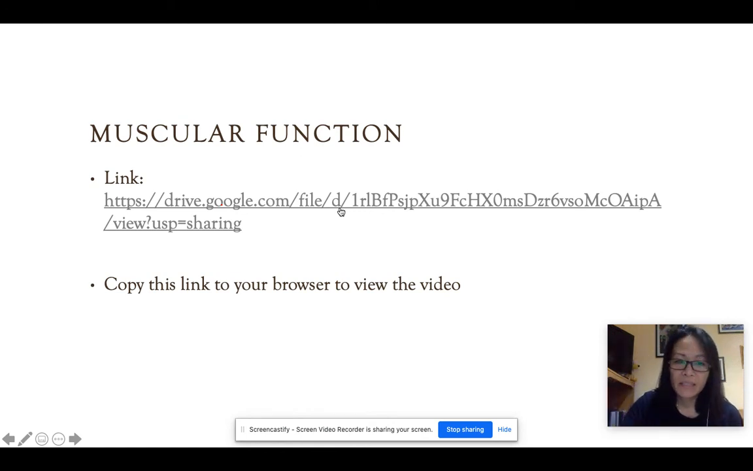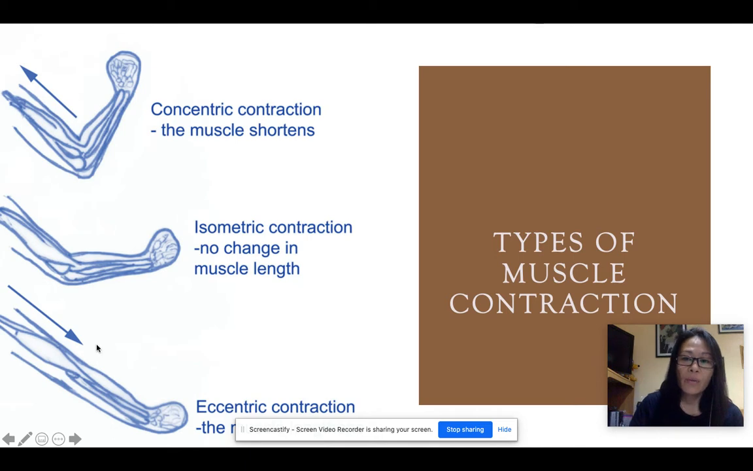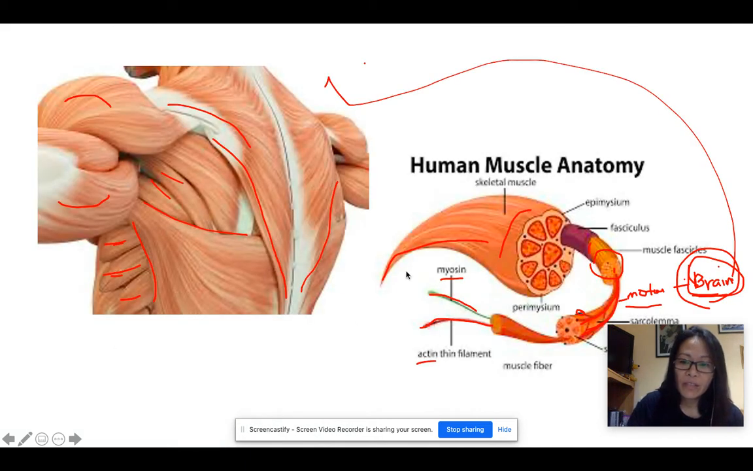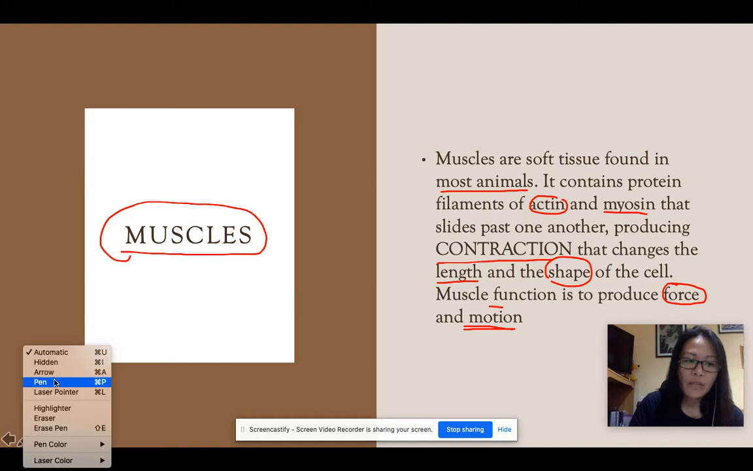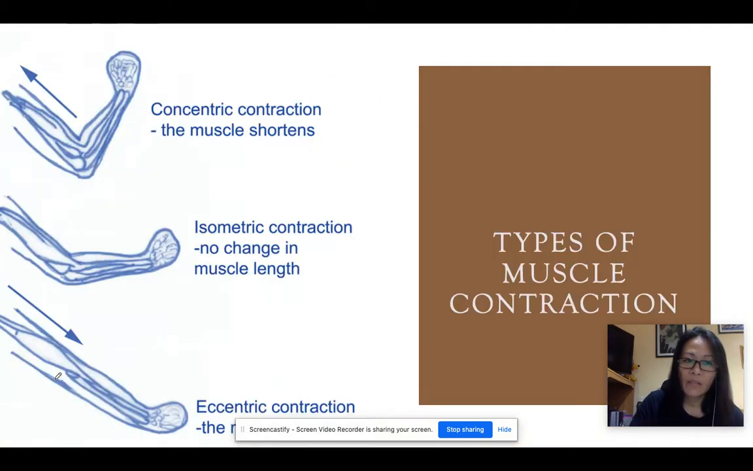Now, I've mentioned here contraction, no? When we say contraction, there are three types of it. One is a concentric contraction. When your muscles are contracting and it shortens, like in a biceps curl, this is called concentric contraction.